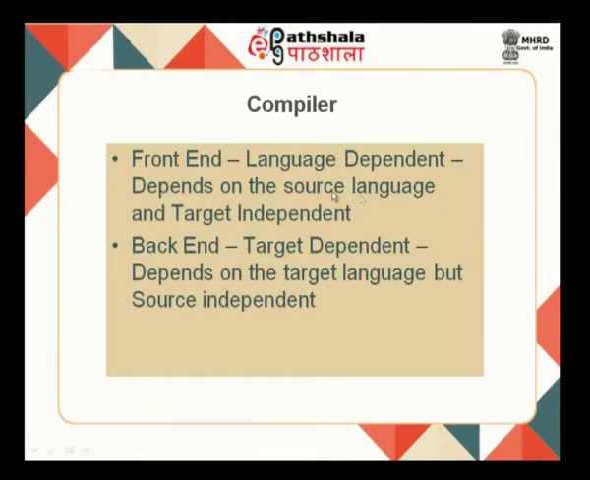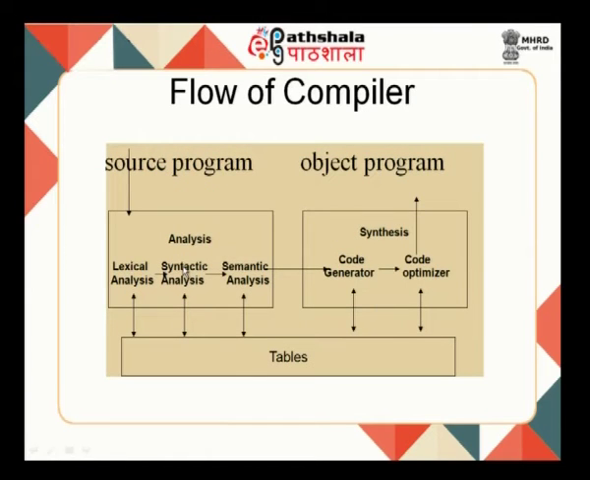After that, with this intermediate representation in place, it is going to convert this into final machine code based upon the architecture of the machine it is targeting. The first few parts, the analysis part, is called the front end of the compiler, and the back end of the compiler basically does the process of synthesizing to generate machine code. The front end is language dependent and it depends on the source language, but it is target independent. On the other hand, the back end is target dependent and depends on the target language, but it is source independent. So, this is basically what happens.